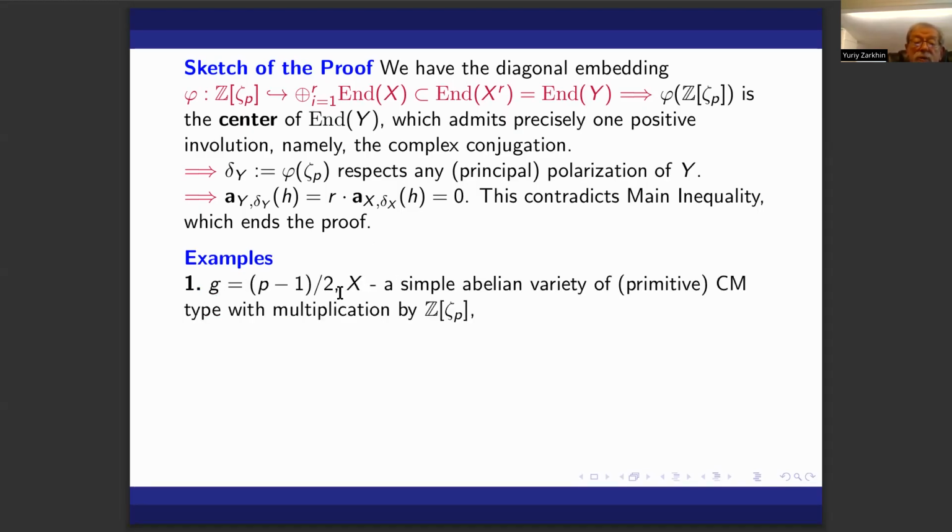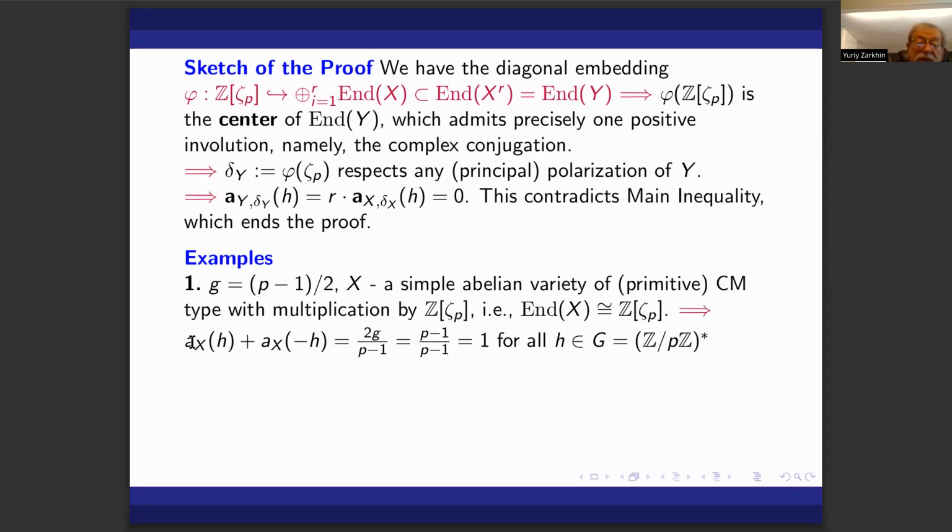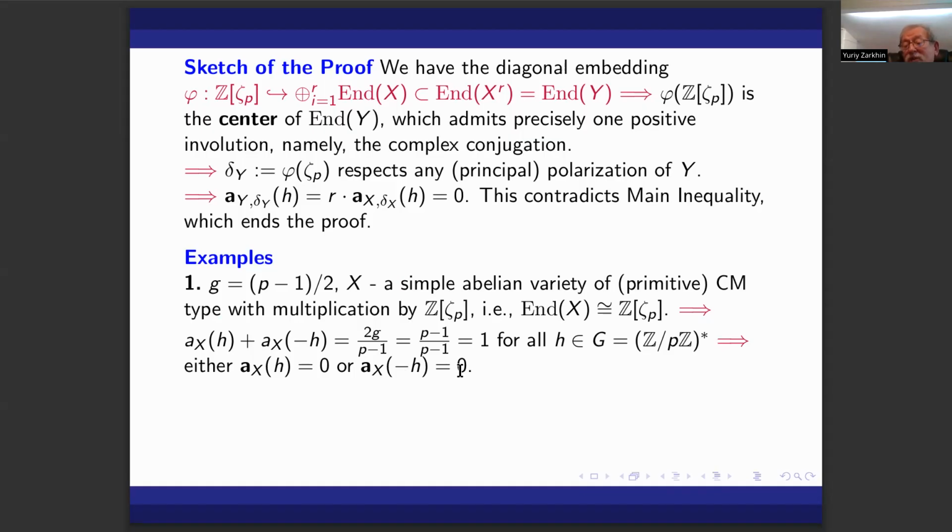So, well, and here's an example. Let g be half of p minus 1, and X be a simple abelian variety of primitive CM type with multiplication by the p-cyclotomic ring, Z[ζ_p]. So the endomorphism ring of X is just Z[ζ_p]. Then we have multiplicities a(X, h) plus a(X, minus h) is 2g over p minus 1, which is p minus 1 by p minus 1, is 1 for h. And therefore, either a_X(h) is 0 or a_X(minus h) is 0, which is well known. If you have an abelian variety of CM type, then its CM type includes only one element of any pair of two complex conjugate embeddings.